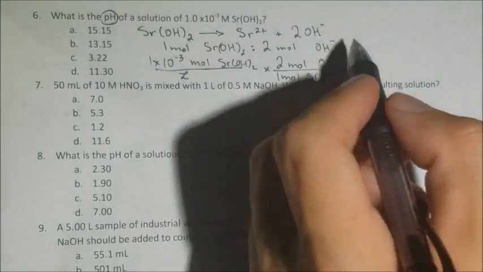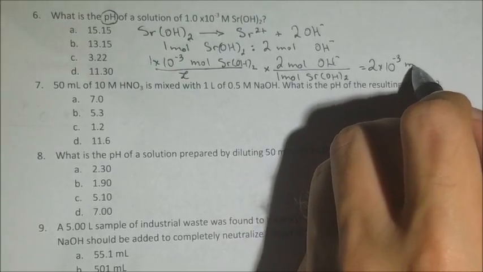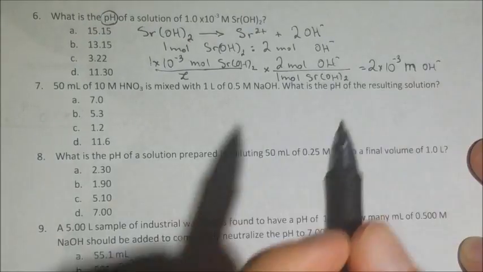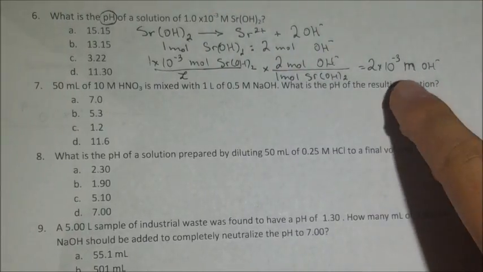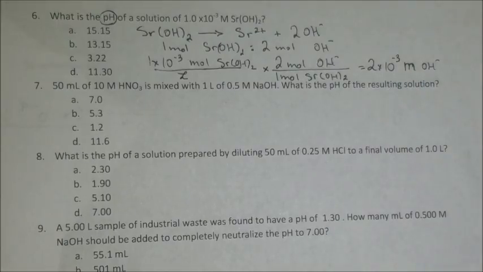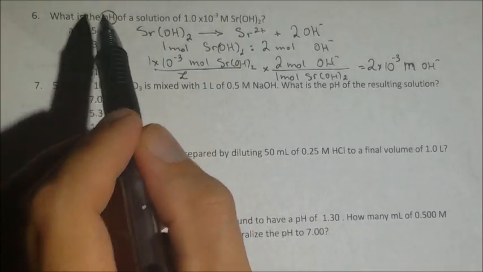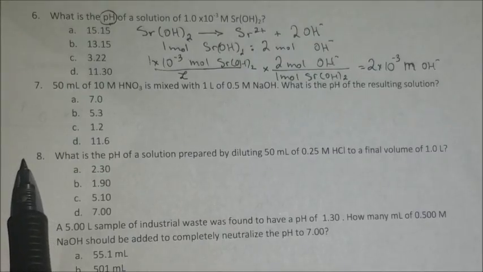Okay, so we're going to get 2 times 10 to the negative 3rd molar hydroxide. If you just took the negative log of this number here, you would not have gotten the correct answer, because this question is specifically asking for pH, which is the negative log of H3O+, not of OH-.